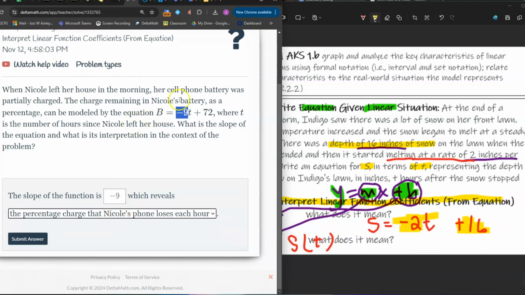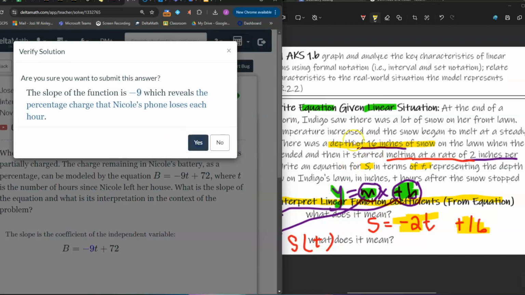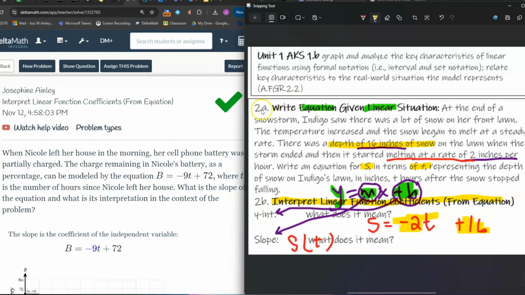Okay, so as long as you remember, this is your slope, this is the rate of change, and keep in mind it could be positive or negative, going up or going down. And then this is my initial start, and you just see it in the context of the problem, then you're going to be fine. All right, so that's how you do 2A and 2B. It'll be combined in as one question.